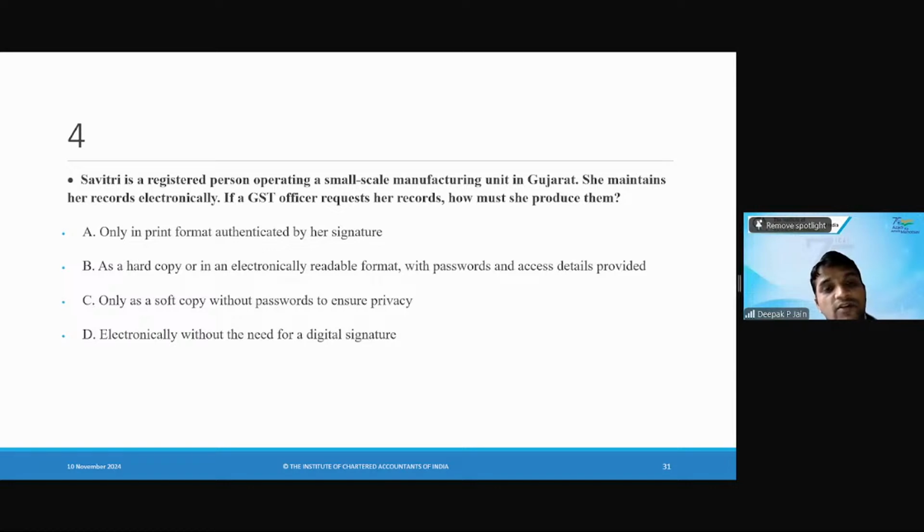Savitri is a registered person operating a small scale manufacturing unit in Gujarat. She maintains her records electronically. If a GST officer requests her records, how must she produce them? As a hard copy or in electronic readable format with passwords and access details provided. Correct. Answer is B. So very simple MCQs, I would say. Everybody is able to crack it or might be concentrated so well.